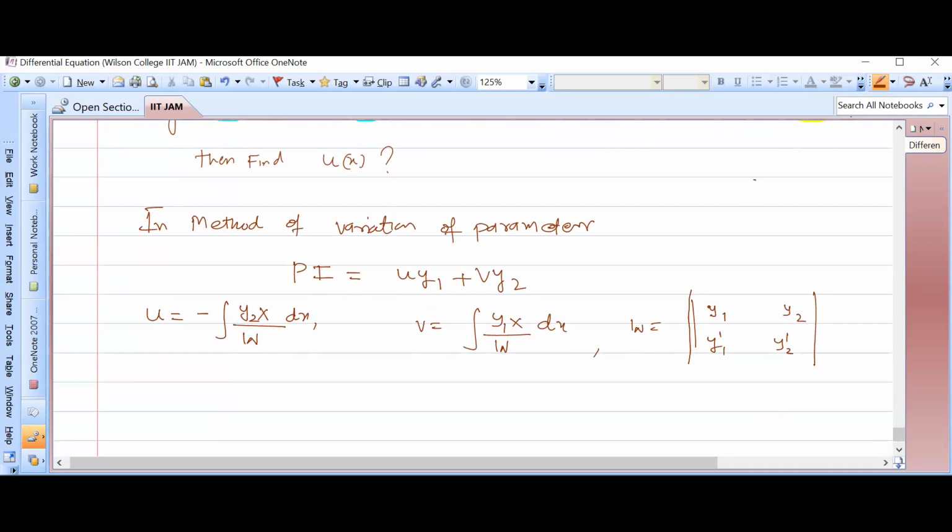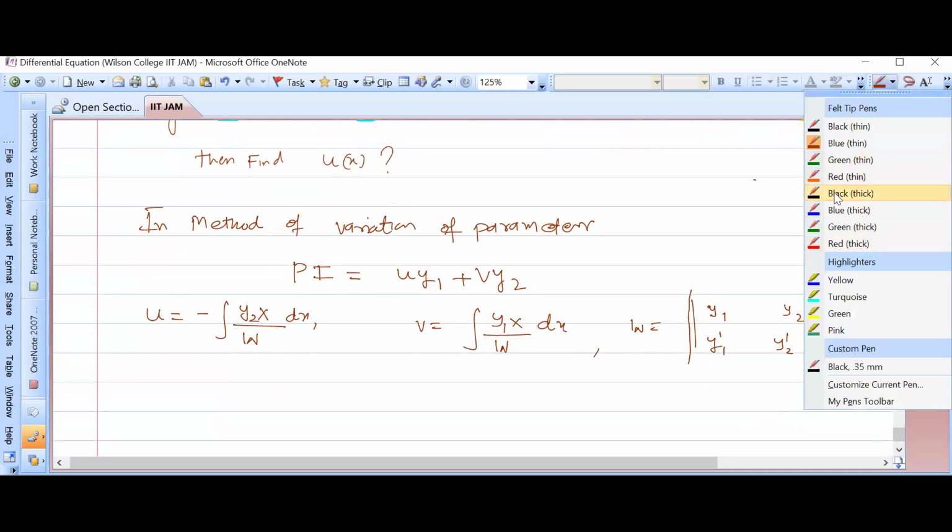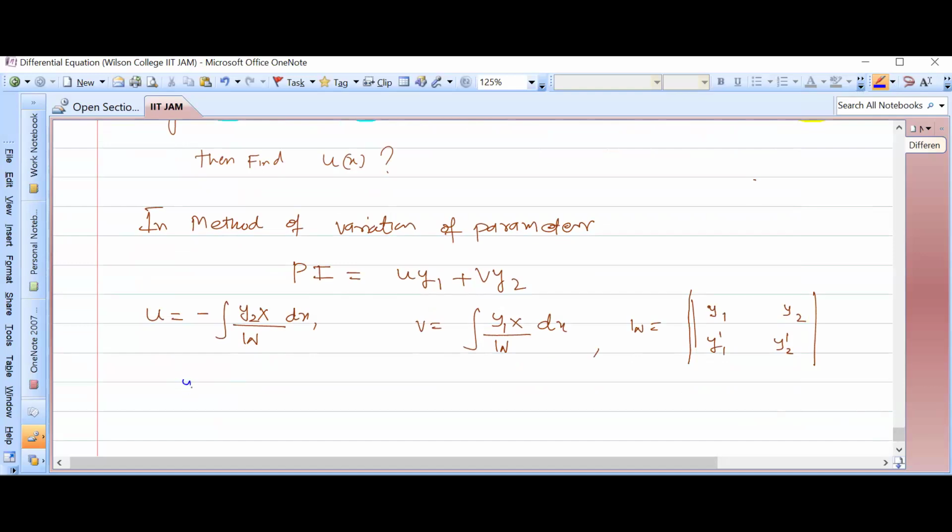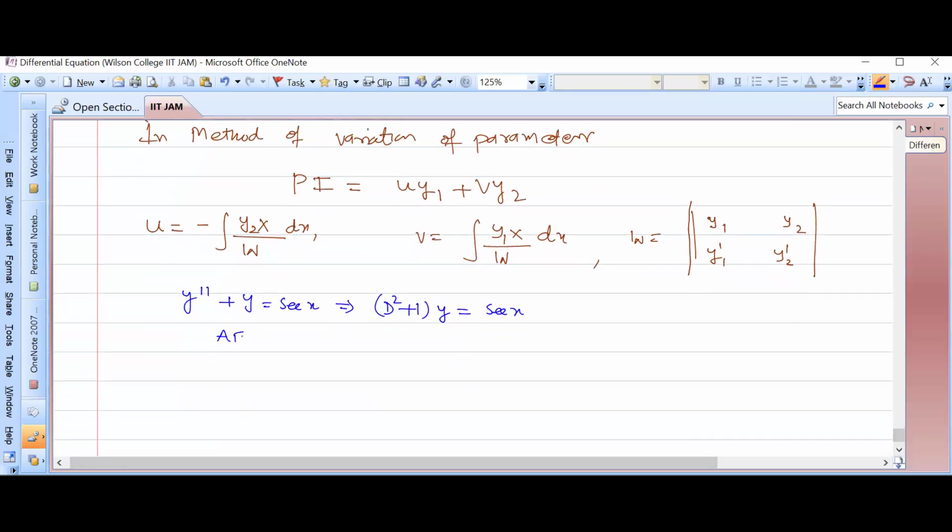See, here they have given the differential equation y double dash plus y equals sec x, or we can write D square plus 1 into y equals sec x. So what will be our auxiliary equation? D square plus 1 equals 0. So D equals plus minus i. So the complementary function is c1 cos x plus c2 sin x. Agreed?